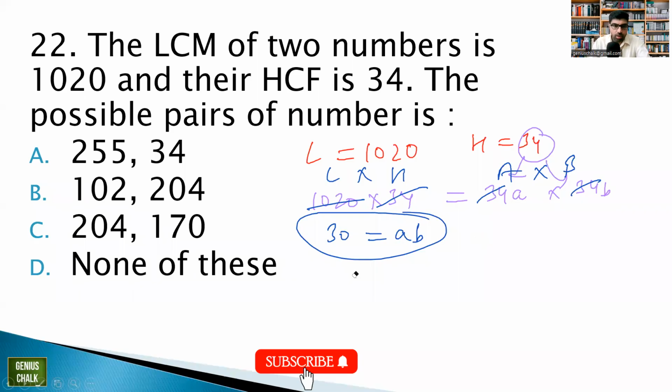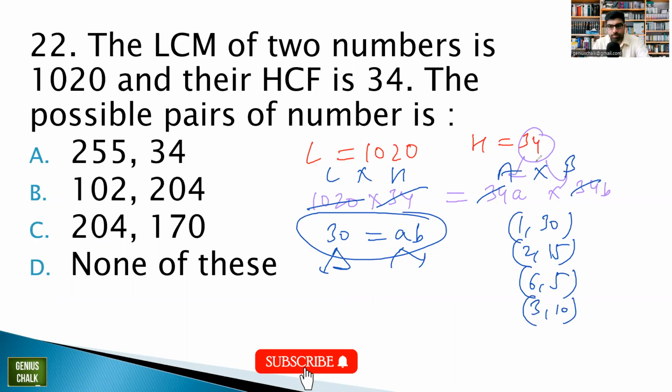Now I need to find a suitable possible pair. So 30 has to be broken into two co-primes. The first will be 1 and 30. Second will be 2 and 15. Next, it could be 6 and 5. I hope there are three possible values. We can't repeat 5, 6 and 6, 5. Yes, another is 10 into 3, which is also co-prime. Any other? I guess these are the only possible ones. Now, out of these, one value is possible.